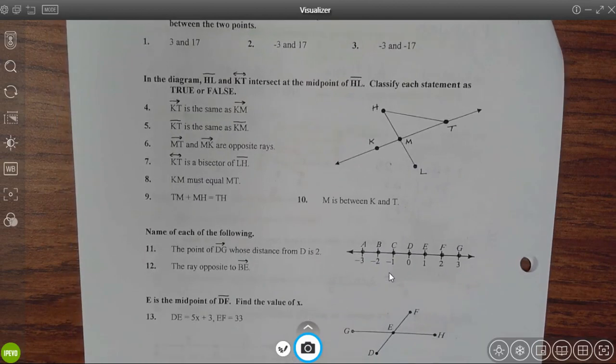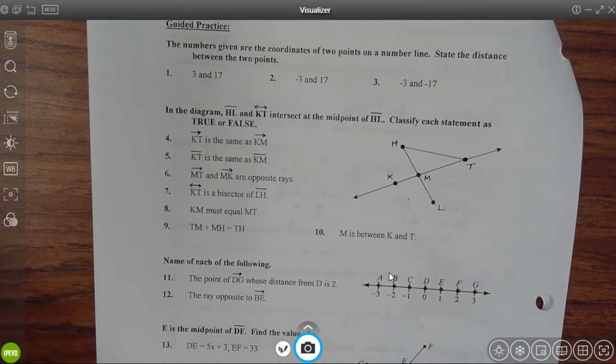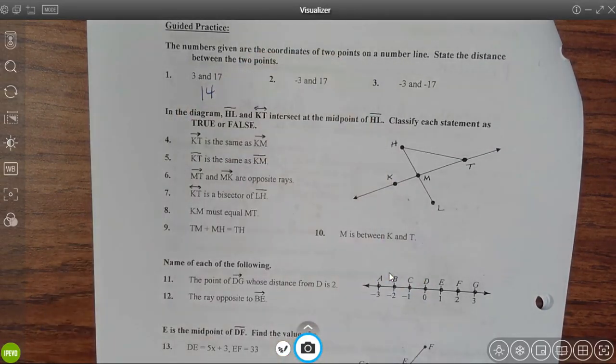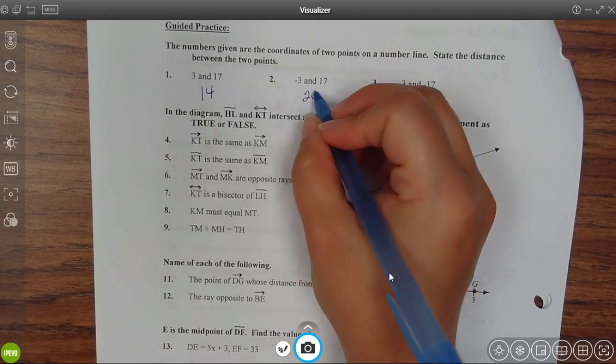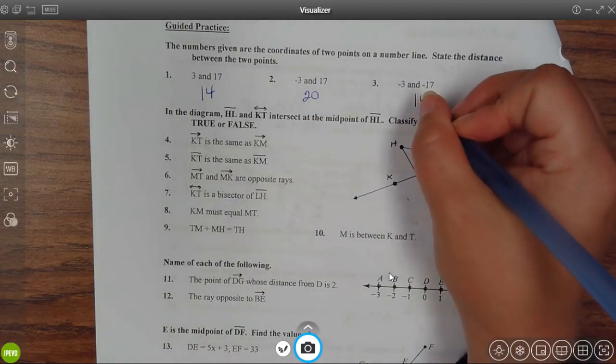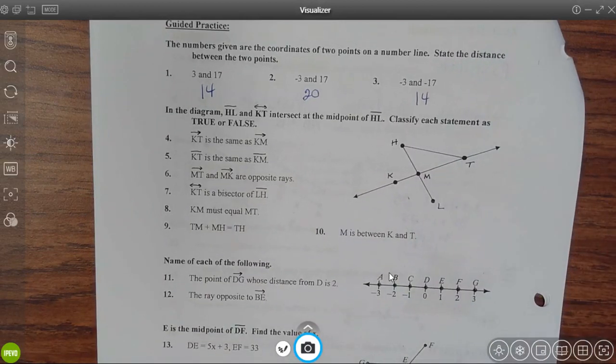All right, so let's take a look at the answers here. For number 1, the distance between the points 3 and 17 would be 14. Between -3 and 17 would be 20. And between -3 and -17 would also be 14.